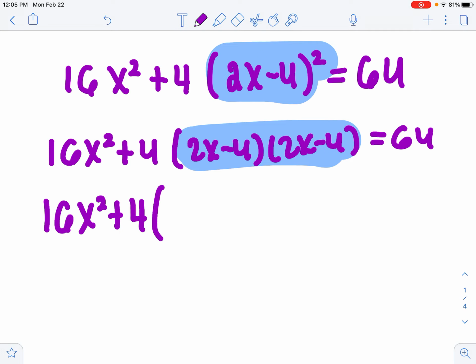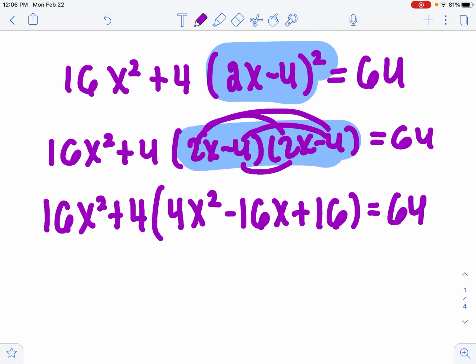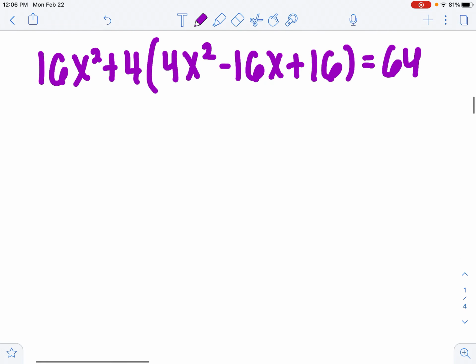Let's multiply out those two binomials. So you have 16x squared plus 4 times, and now I'm going to multiply out those two binomials. 2x times 2x is 4x squared. 2x times negative 4 is negative 8x. That's outer. Inner is also negative 8x. That's negative 16x. Last, negative 4 times negative 4 is 16, equals 64.